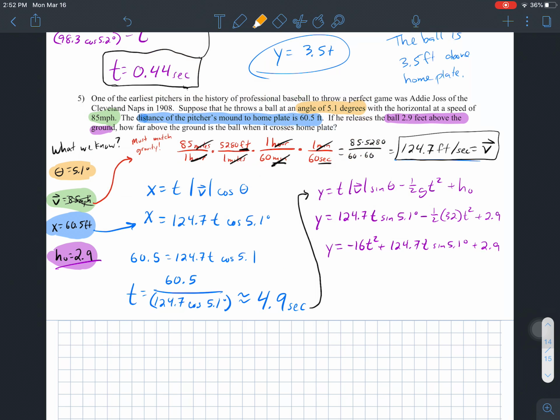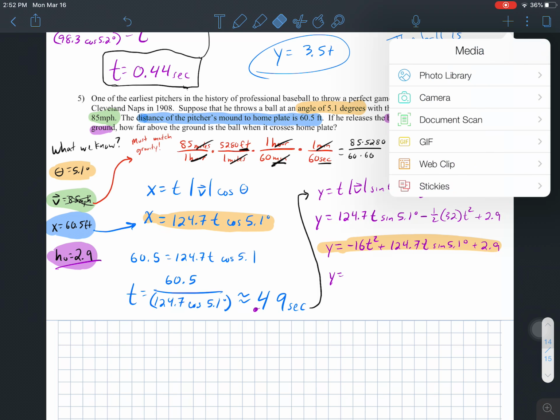So highlight them in orange. These are the two parametric equations. You can type them in your calculator. You can actually see the path of the projectile. But what I want to know is what's the height after 4.9 seconds. I'm just going to stop.